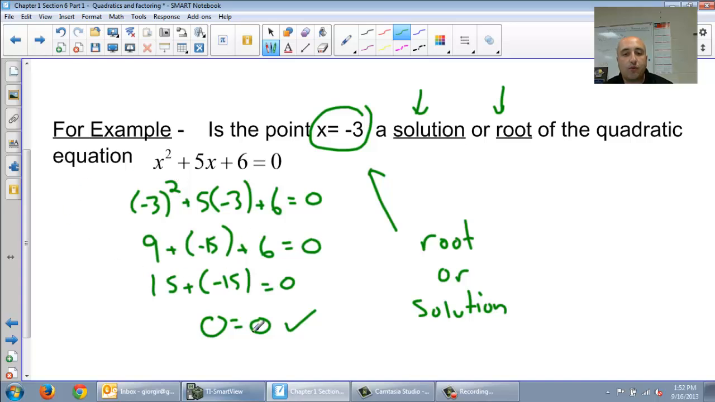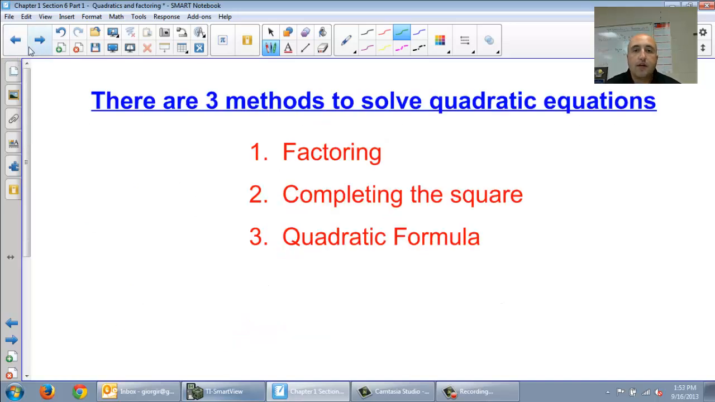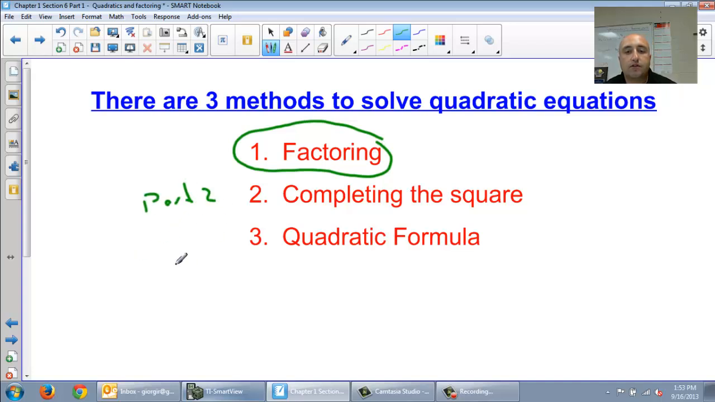So, if the left and the right are equal to each other like this one, 0 is equal to 0, then it is a root or a solution. Hopefully that makes sense. Hopefully that is review for you. So, there are 3 methods to solve quadratic equations. First method, factoring. Second method, completing the square. Third method, quadratic formula. All do the exact same thing, but we do need to know how to do all 3. We are only going to focus on factoring for this particular section. So completing the square will be in part 2, and part 3 will be quadratic formula.